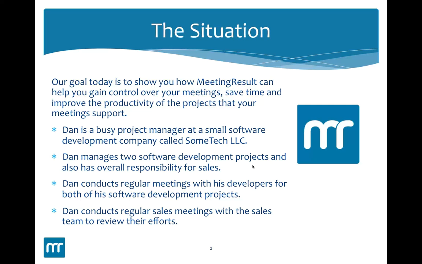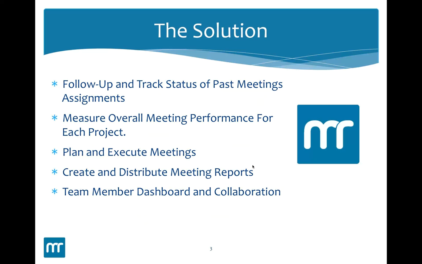So I'm going to play the role of Dan here today, and basically what we're going to show you is how Dan is using MeetingResult to track the status of his past meeting assignments, how he's measuring his overall meeting performance for each of his projects. We're going to show you how Dan can plan and execute a meeting, create and distribute reports about the meeting, whether it's an agenda before the meeting or a summary report after the meeting. And then we're going to also show you what each member of Dan's team will have in terms of a dashboard for their own collaboration around this meeting space. Those are the main features I'm going to show you today. So I'm going to go ahead and jump into the system at this point.